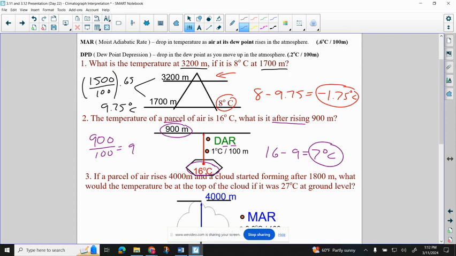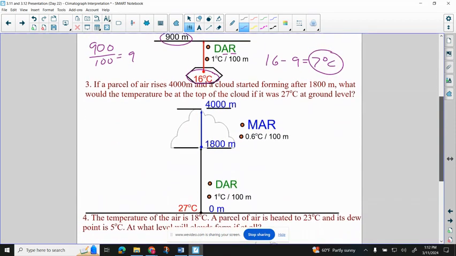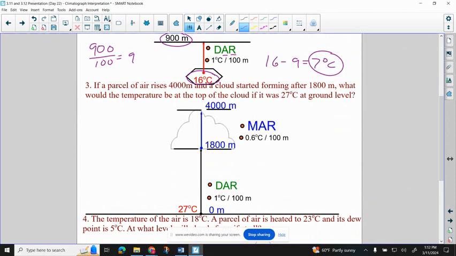So again, in this one, the air is rising. In the first one, you move up in the atmosphere. Number 3 is a little bit trickier, so I've drawn it out here, so hopefully it'll make a little bit more sense. In total, the air is going to rise 4,000 meters. But along the way, at 1,800 meters, a cloud is going to start forming. It's asking what's the temperature at the top if it was 27 degrees Celsius to start.